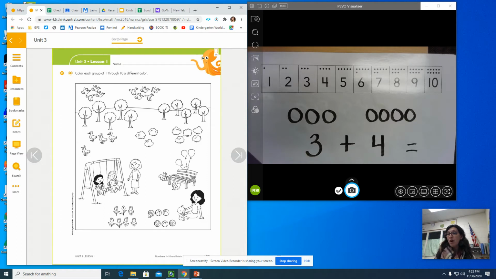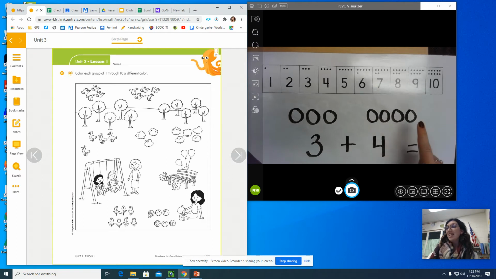If you did not know that 3 plus 4 more equals 7, what's a strategy that you could use to find out how many we have all together? Good job, you can count. So let's do that right now. Let's touch and count the circles to see if we have the right number of circles, if we have 7. Are you ready? Here we go. 1, 2, 3, 4, 5, 6, 7.